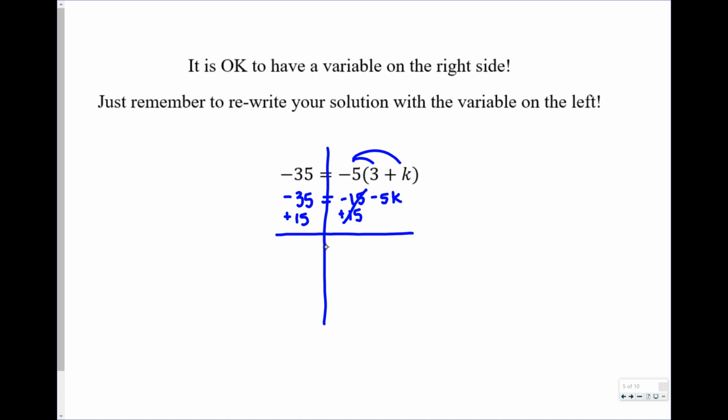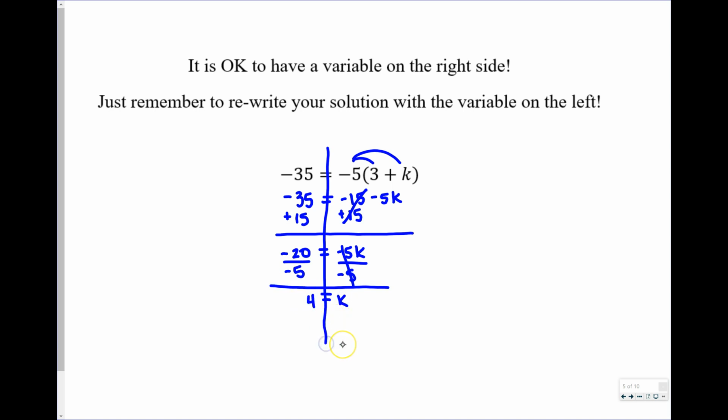These cancel out, and negative 35 plus 15 is negative 20. Again, use your calculator if you don't know. I'm going to bring that negative 5k down, divide both sides by negative 5. Those cancel. I get that k equals 4.